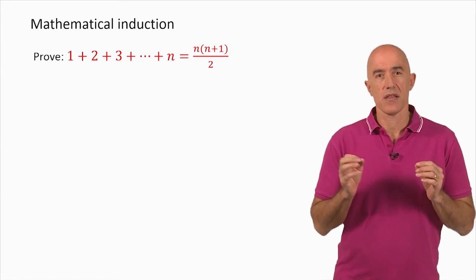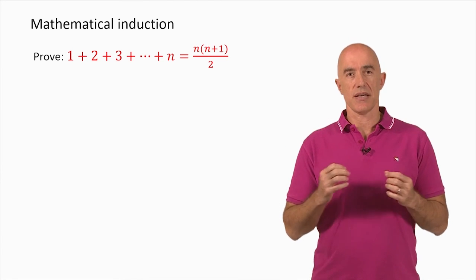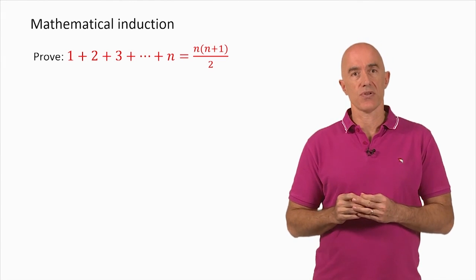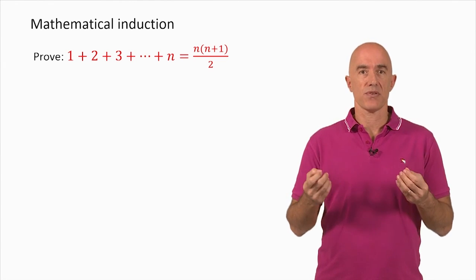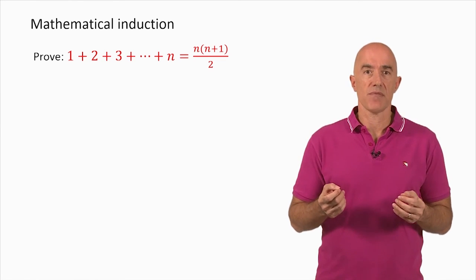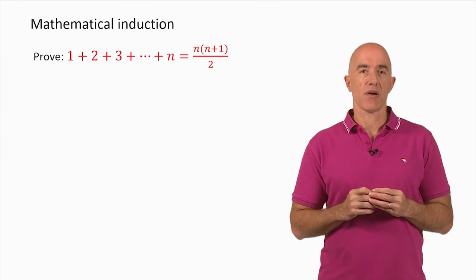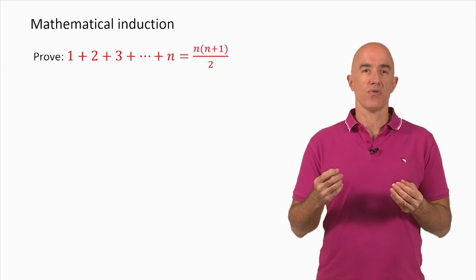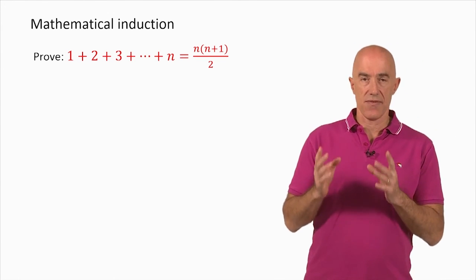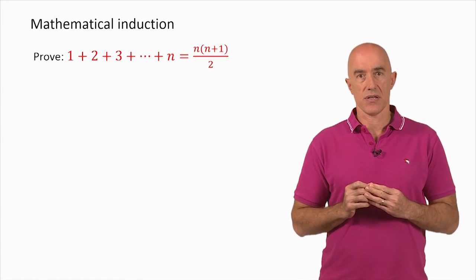The classic problem that one proves by mathematical induction, as an example, is the sum of the first n natural numbers. So 1 plus 2 plus 3 all the way up to n, and that's equal to n times n plus 1 divided by 2. It's relatively easy to prove this directly, but what I will show you here is, given the statement, how do you prove it using mathematical induction?